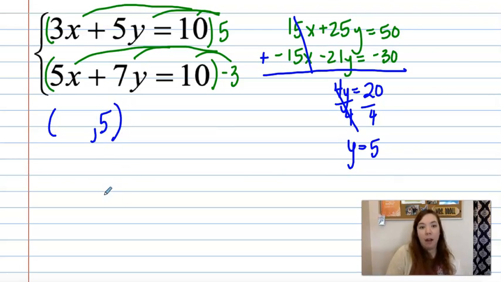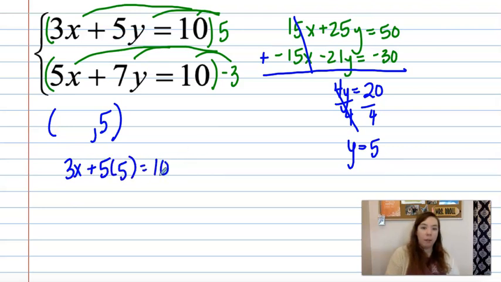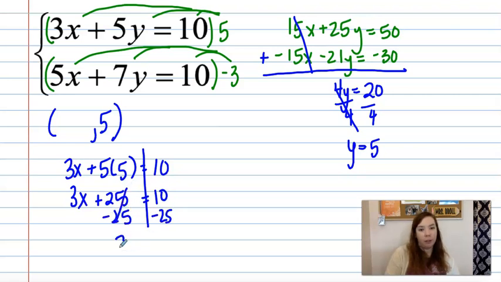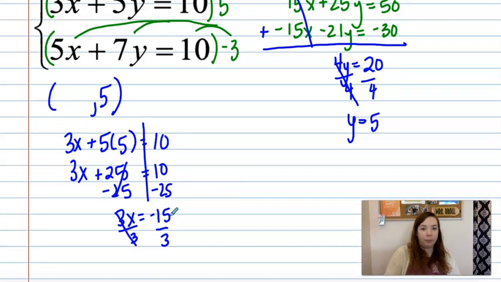And then I'm going to plug in 5 for y to either of my equations. So I will go ahead and use the top one. So I'll do 3x plus 5 times 5 equals 10. So that's 25. And divide by 3. So x equals -5. Okay, this is our final answer.